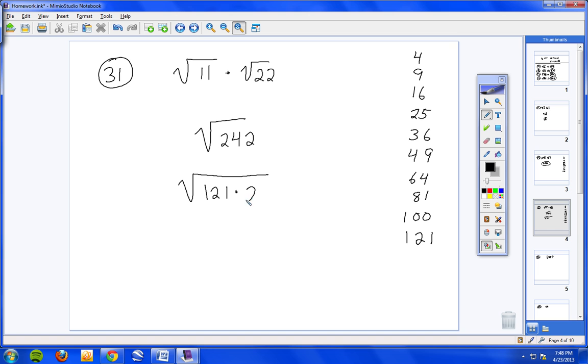121 times 2. And now we do not know the square root of 2, but we do know the square root of 121, which is 11. So 11 on the outside, square root of 2. I guess we'll make our list a little bigger.